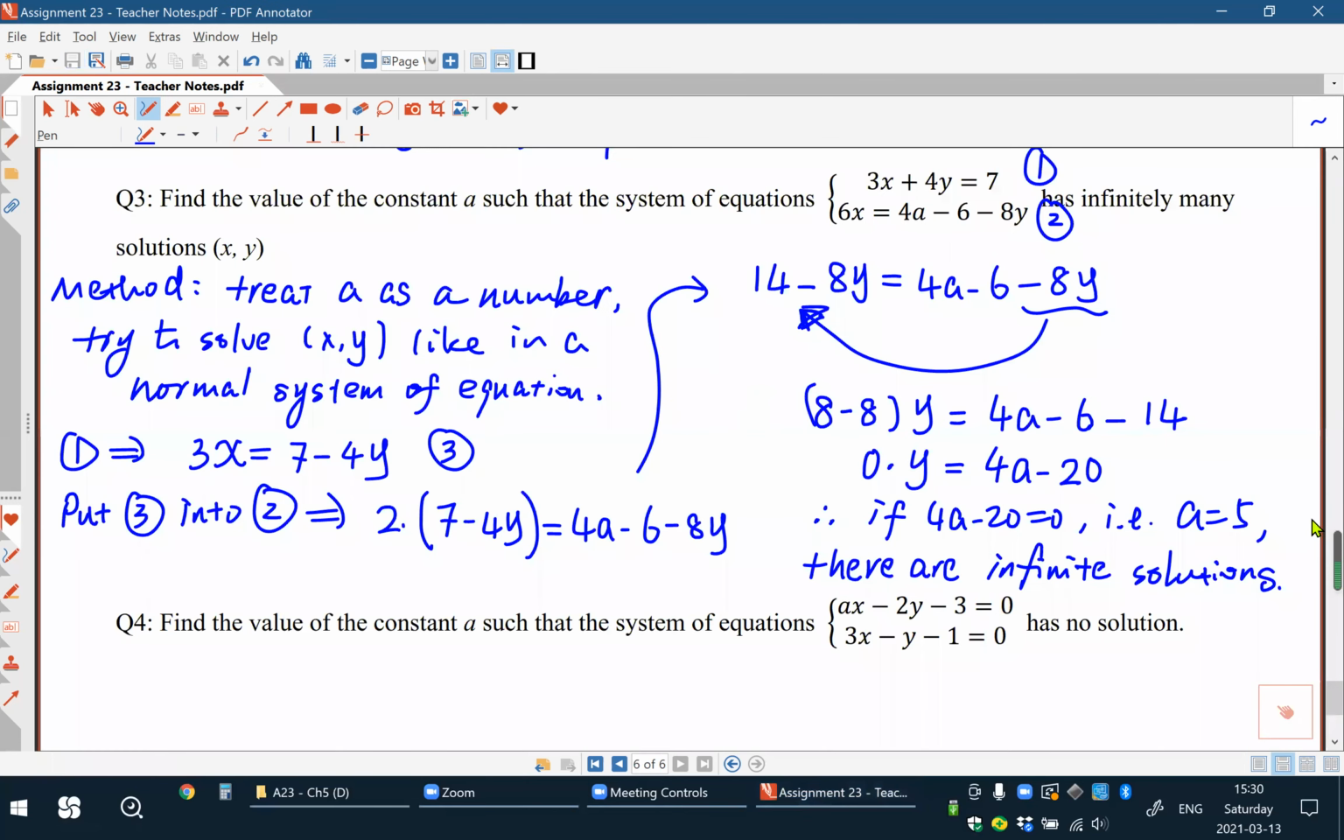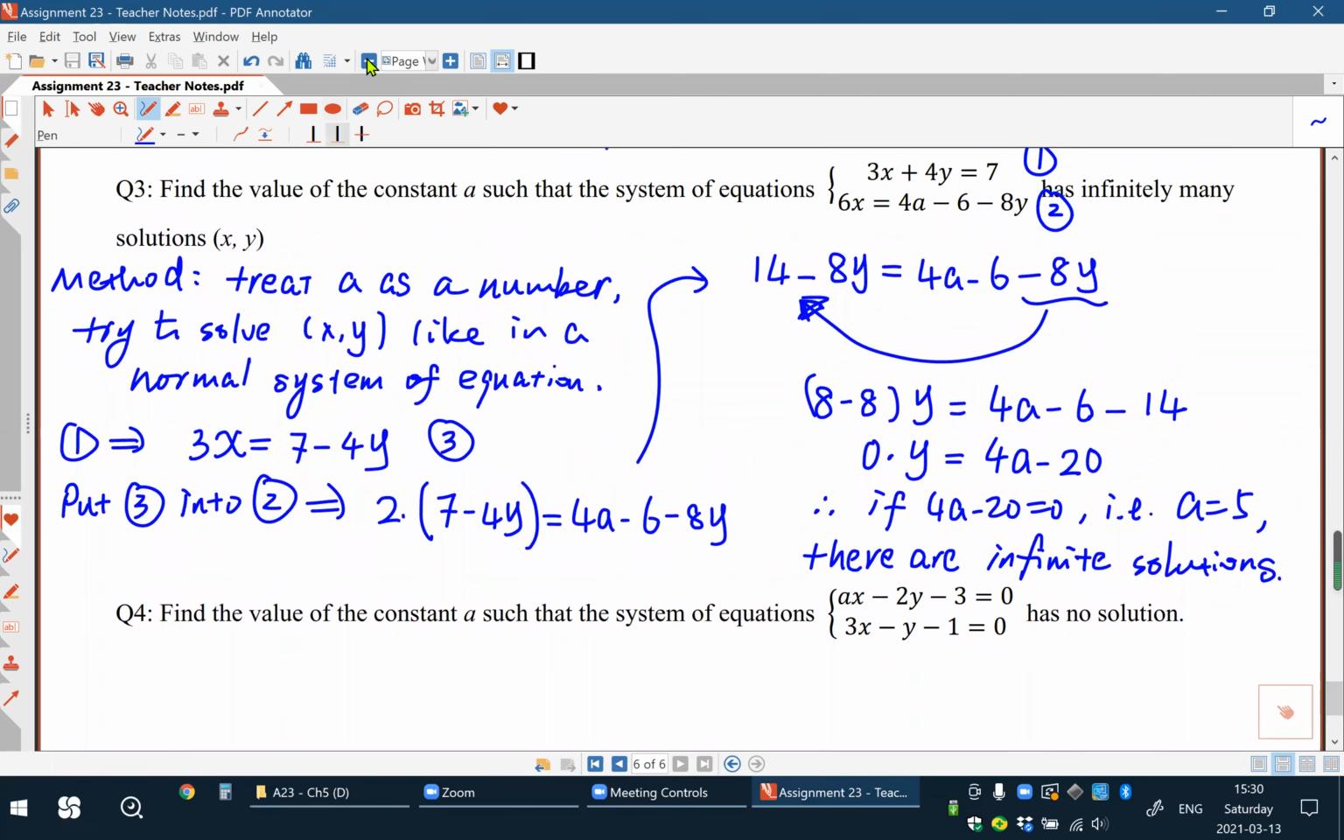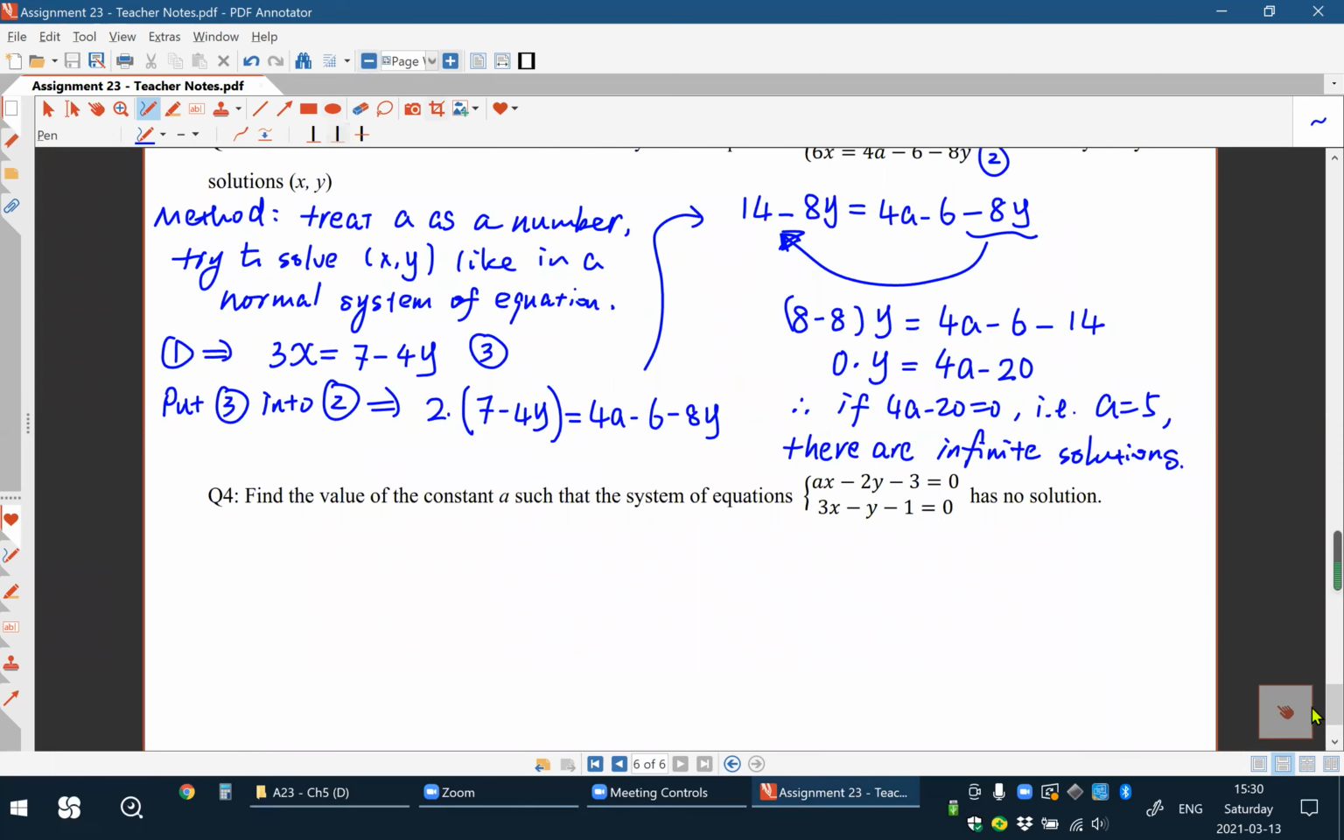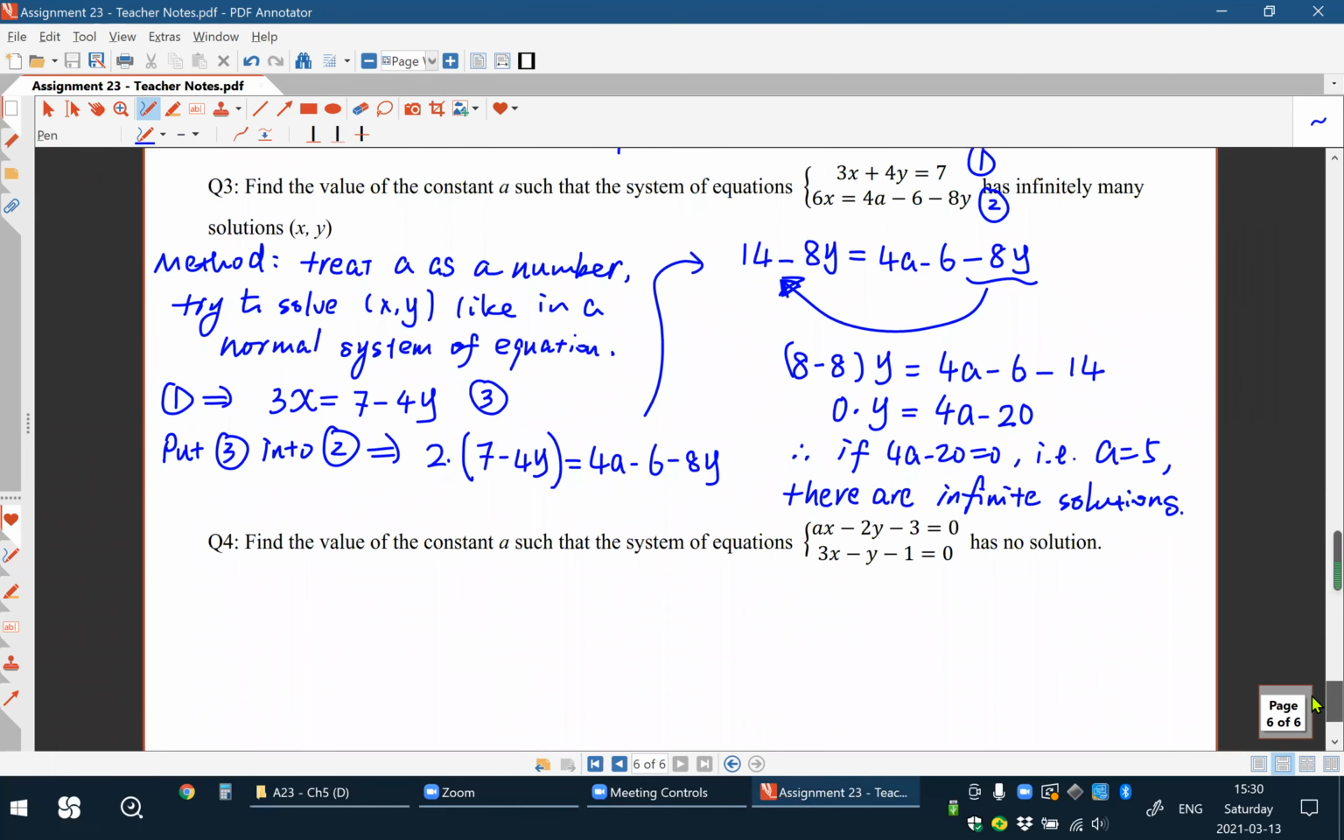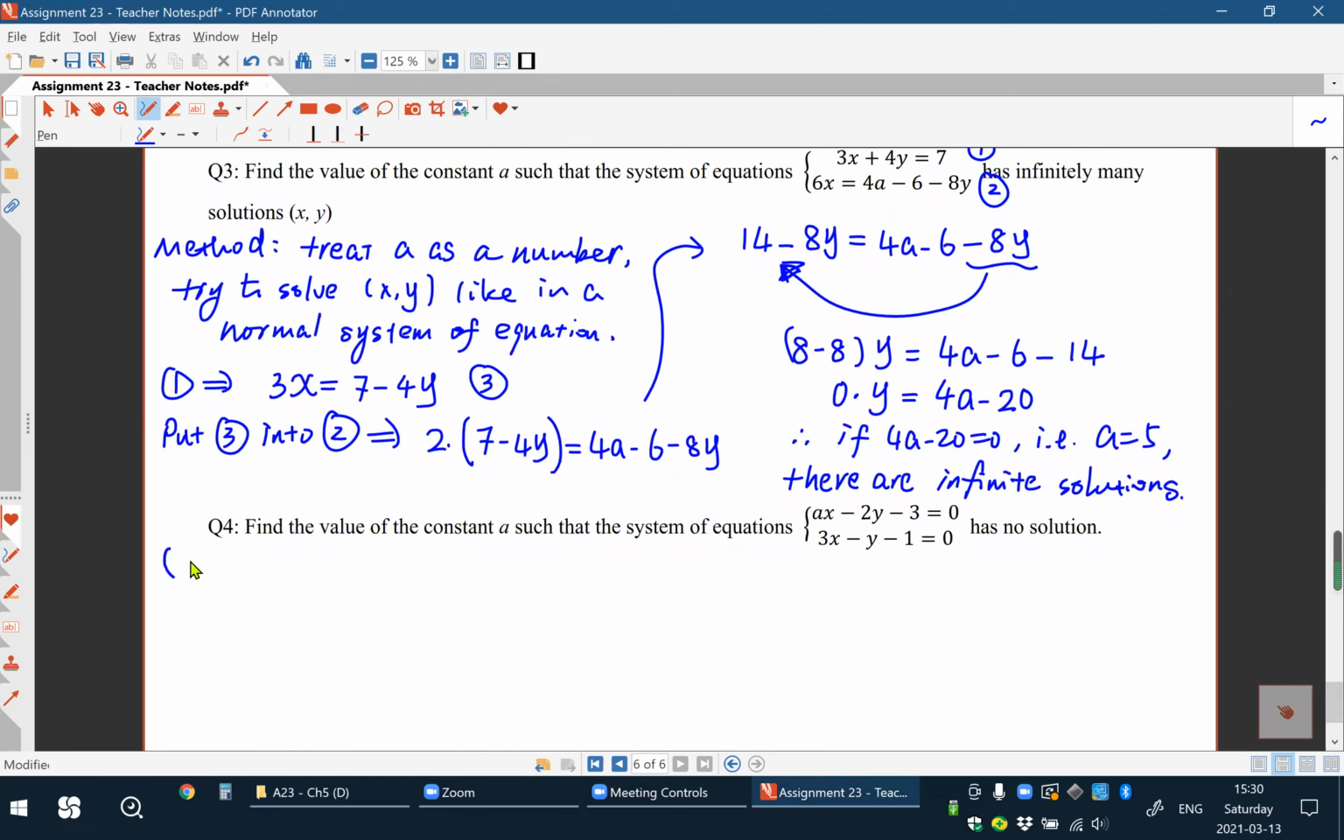The next question is the last question, all right? So the method is actually the same as our previous question. Okay, I'll make a note here. After the class, you can have a look at this question. Hint: the method is the same as Q3. What is the method? We treat a as a number and try to solve the system as we would in a normal system of equations, right? Okay, so let's label these 1 and 2.